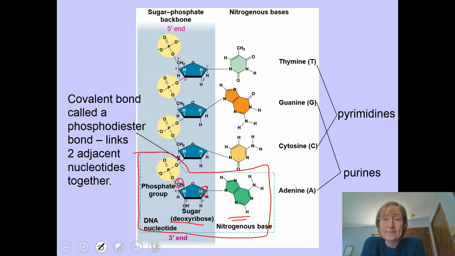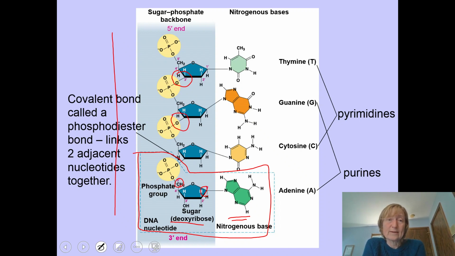There are different bases. Okay, 2 of the bases have a double ring structure, that's guanine and adenine, and 2 of the bases are smaller, thymine and cytosine. And this is a picture of 4 nucleotides put together, and you can see then that the nucleotides are held together here, connected with covalent bonds at the 3' carbon of the sugar. So we can see that every nucleotide becomes attached at that same location.